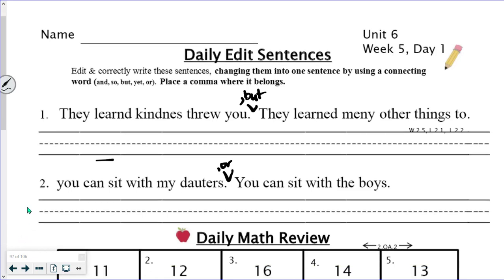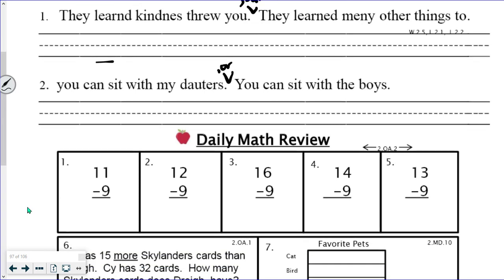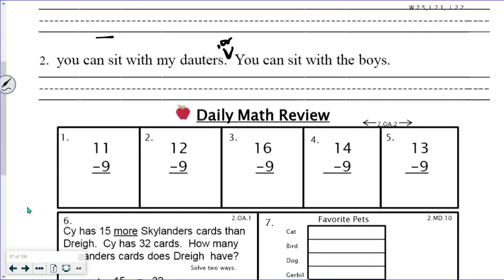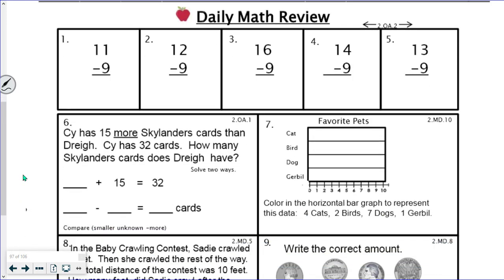And then we're going to move on to the daily math review now that you have 1 and 2 fixed up. Daily math review, do 1, 2, 3, 4, 5. Pause your video and do those before you move on. Okay, you're done with 1, 2, 3, 4, and 5. So let's go to number 6.